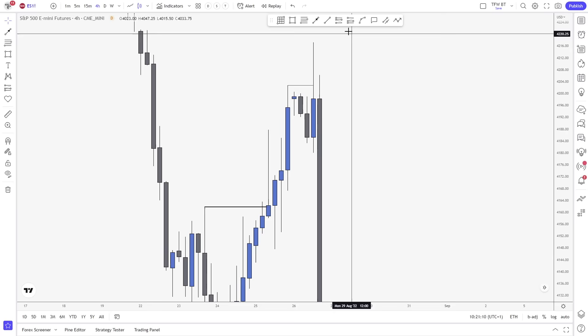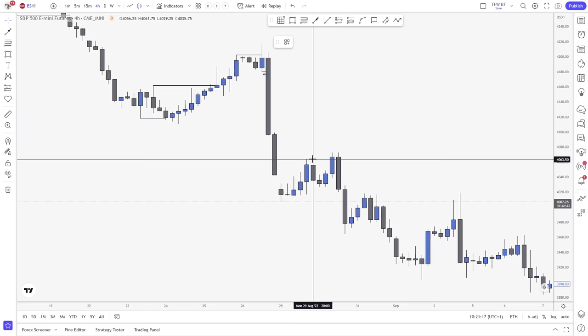So we shift bearish. The market makes a new lower low. What caused this lower low? It's this. So the market pulls back, goes on, makes a new lower low.